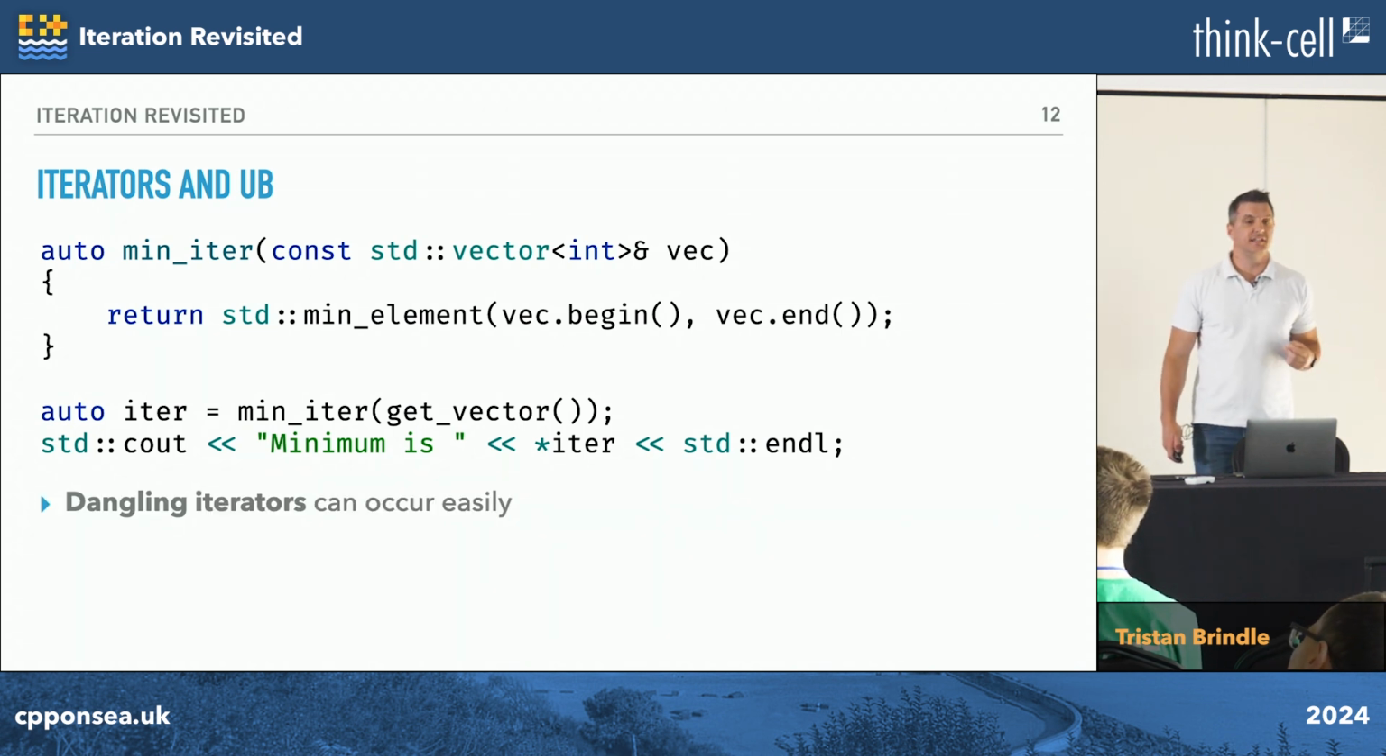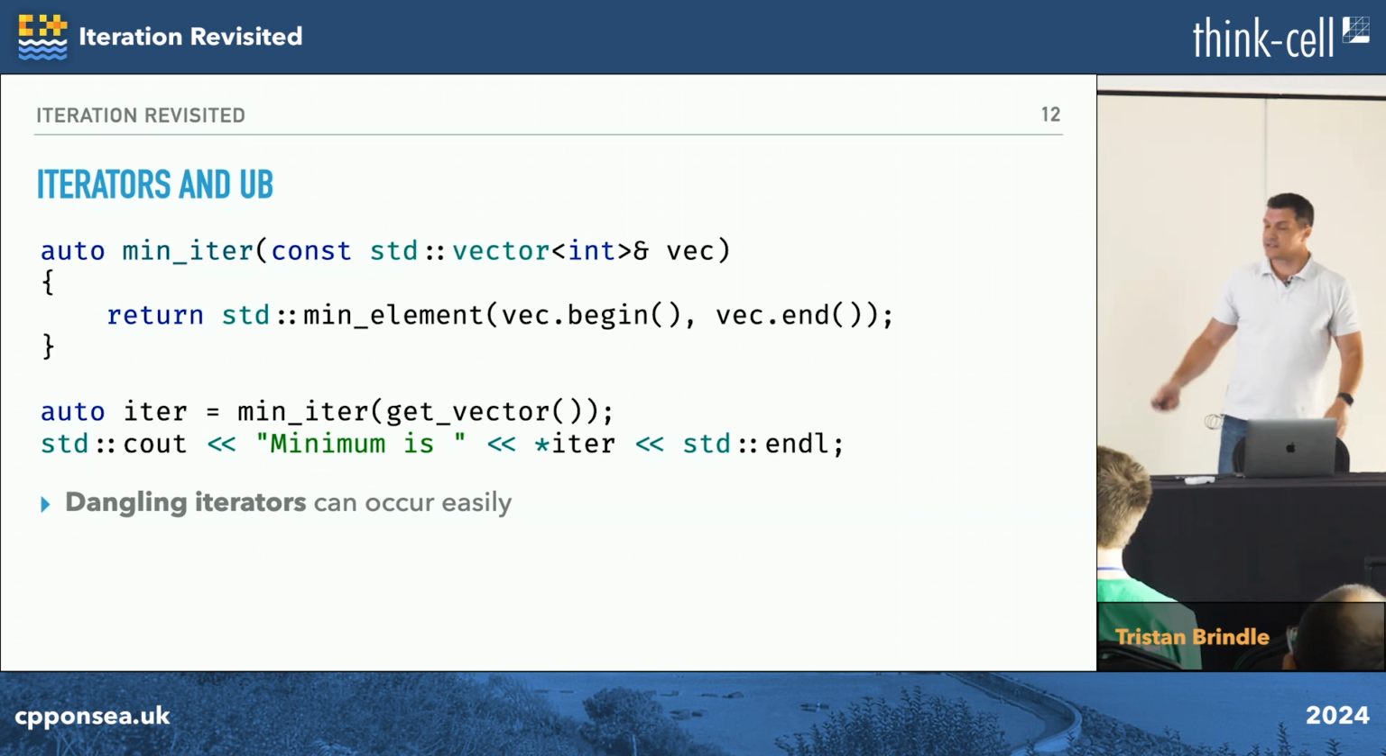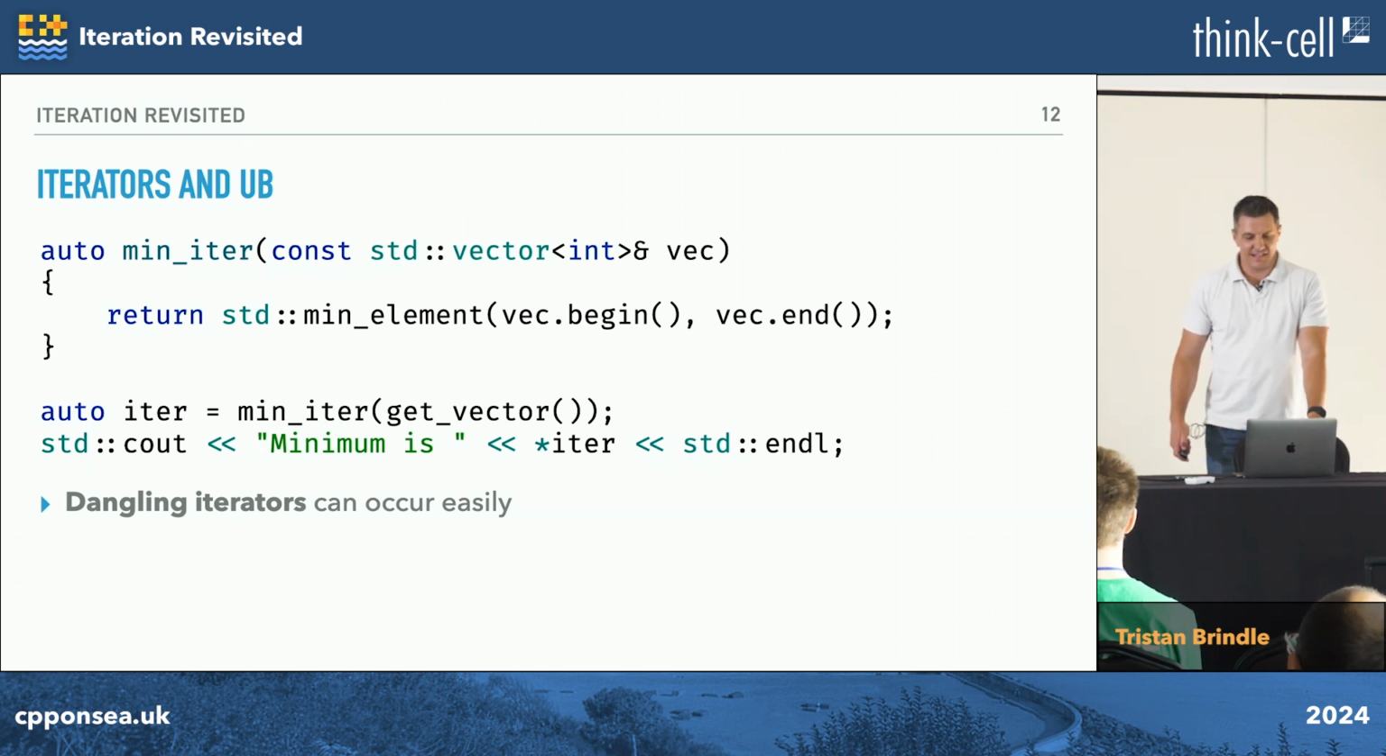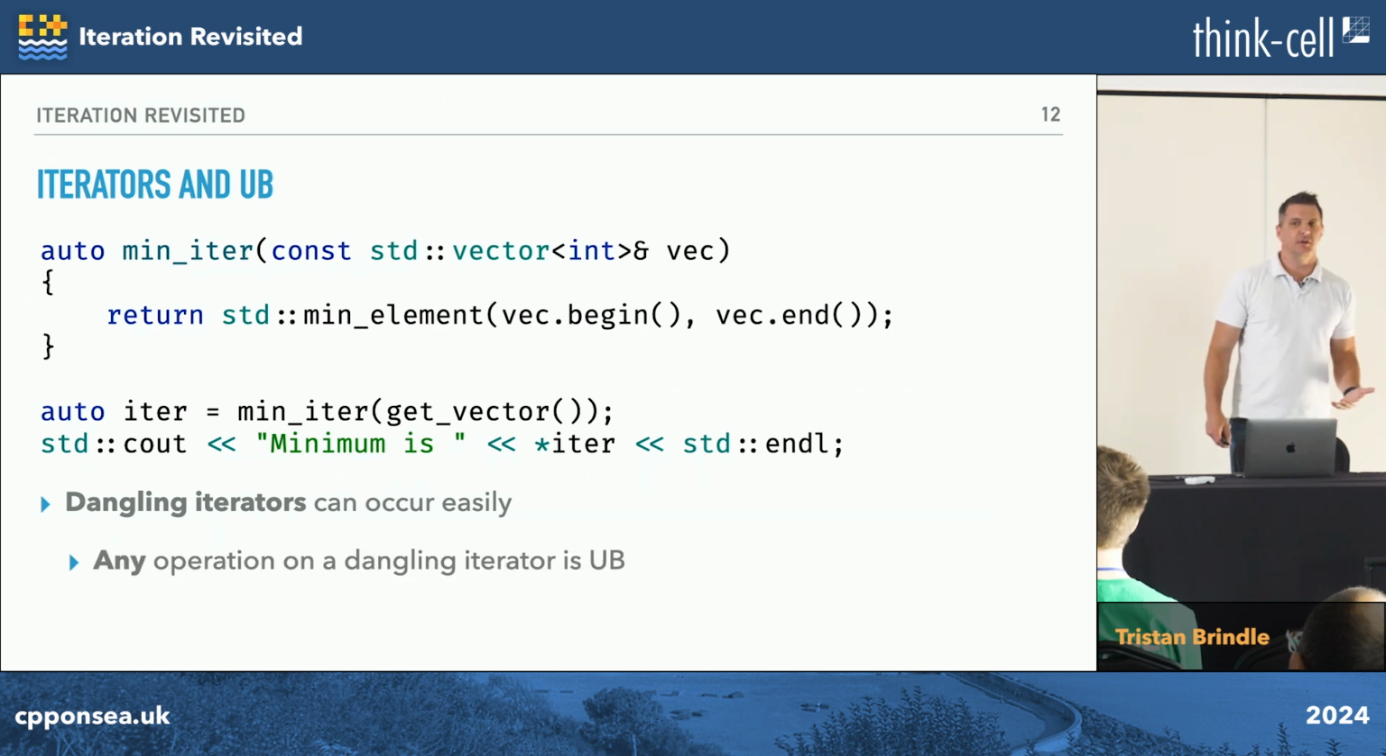So dangling iterators can occur very easily. I think this code looks pretty innocuous. You see things like this all the time. Dangling iterators can occur really easily, and pretty much any operation on a dangling iterator is going to wind up being undefined behavior. You're allowed to destroy it, you're allowed to assign to it to reinitialize it, but pretty much any trying to use it as an iterator is going to be UB.